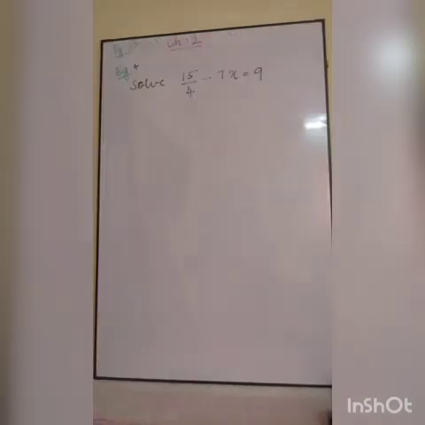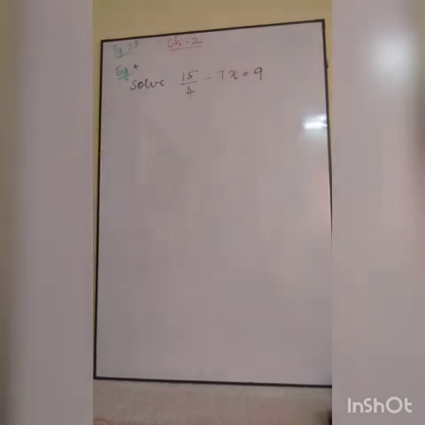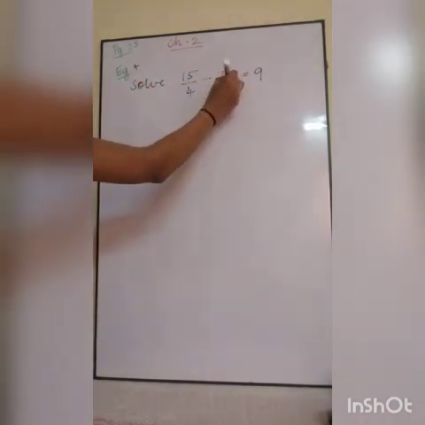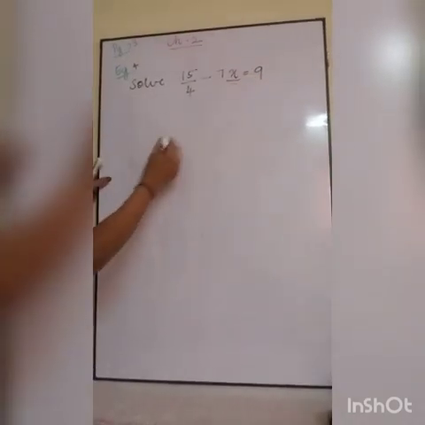Understood? Example number 4. Solve 15 by 4 minus 7x equal to 9. Okay, solve means what now? You should find the solution. That is the meaning. Okay, what is the unknown you are going to find here? x.